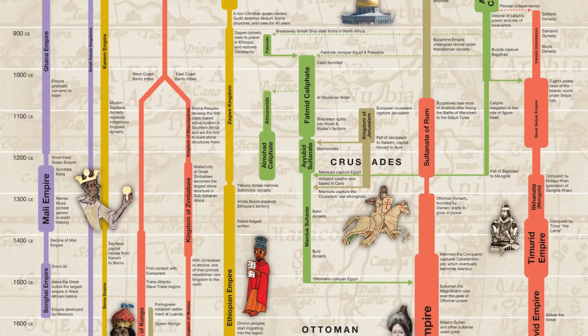It was followed by the even bigger Mali Empire, established by the legendary Sundiata Keita. The most famous king from the Mali Empire, though, is Mansa Musa, who is often credited with being the richest man in all of world history.